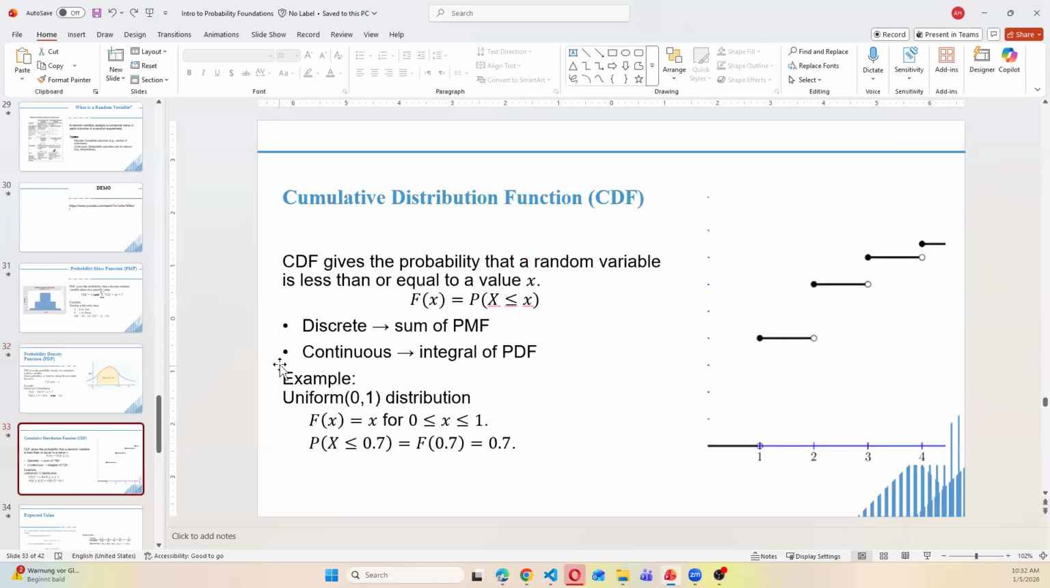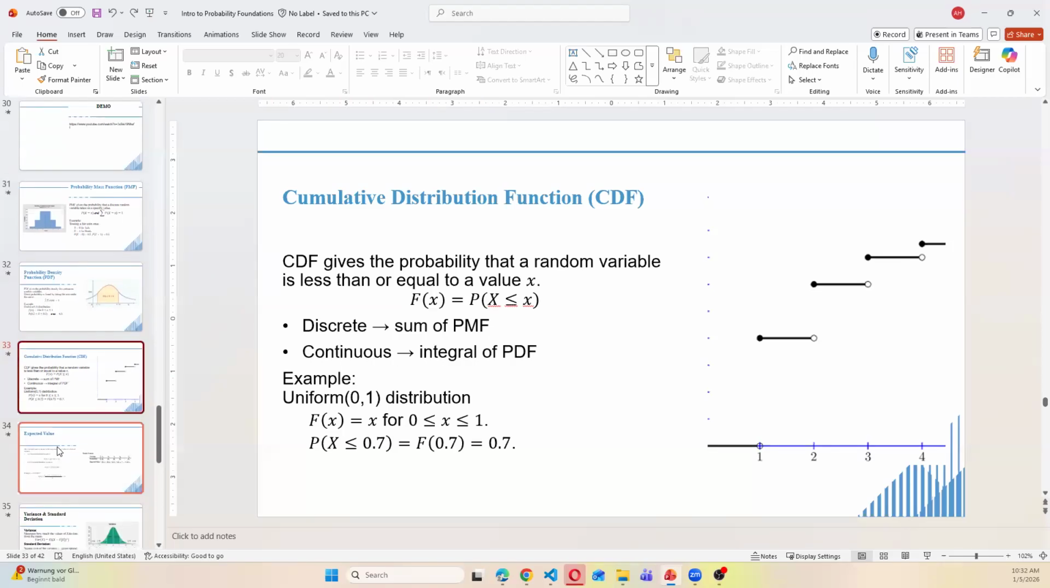Then you have the cumulative distribution function, CDF. The CDF gives the probability that a random variable is less than or equal to a value x. So it is always written as a capital F of x is equal to P of X less than or equal to x. For discrete it is the sum of the PMF, and for continuous it is the integral of the probability density function. For example, if you sum values like 0.1, 0.2, it will be the CDF for discrete. But if you take the integral, it will be a continuous function.